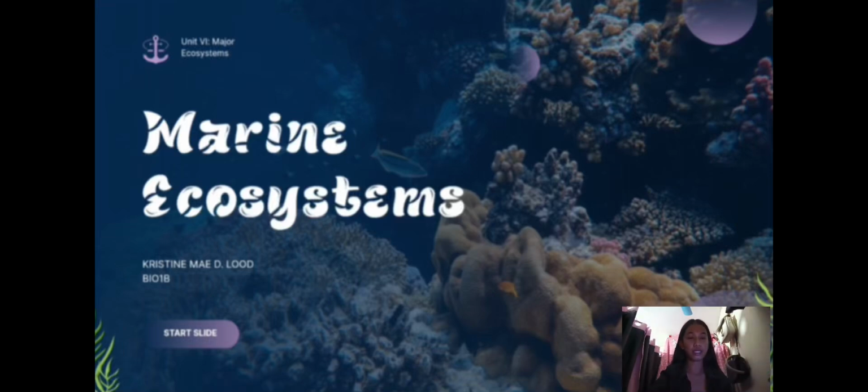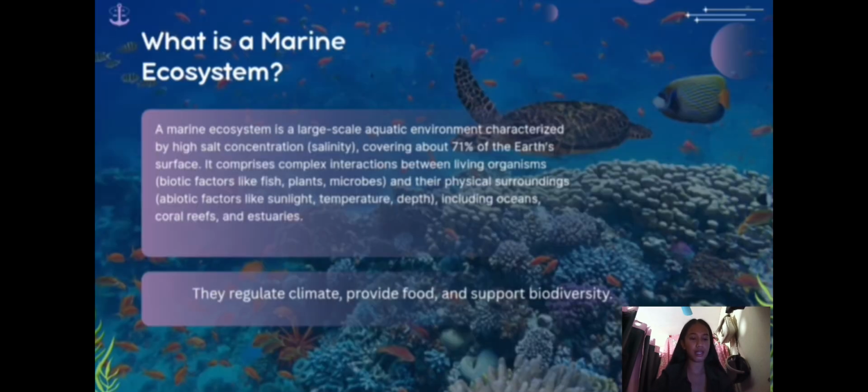Today everyone, I will be discussing the marine ecosystem, focusing on zonation, biota, and distinguishing features of it, which is part of our Unit 6 major ecosystem. So first, what is an ecosystem? A marine ecosystem is a large aquatic environment with high salt content, like oceans, coral reefs, and estuaries. It covers about 71% of Earth's surface.